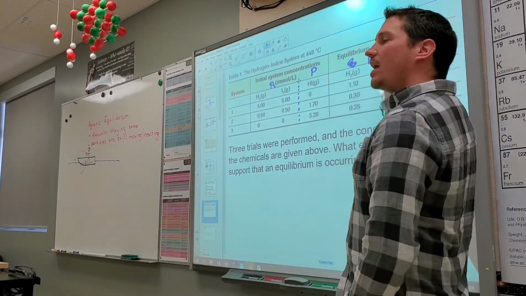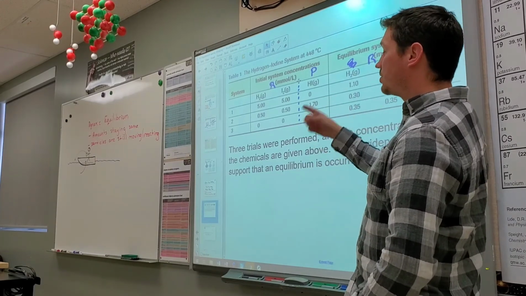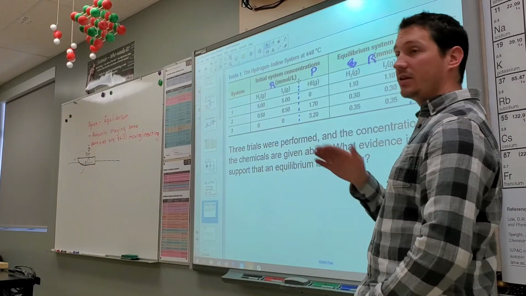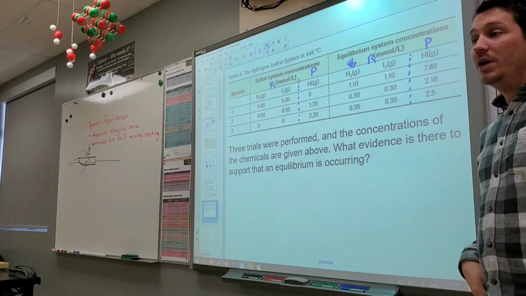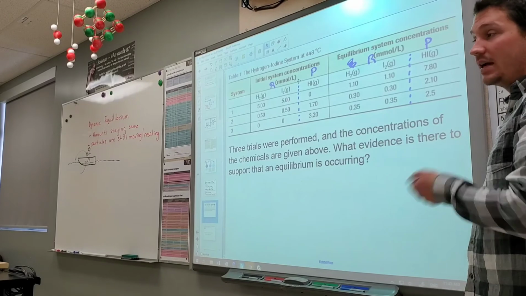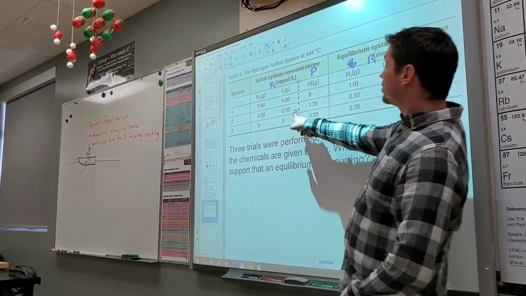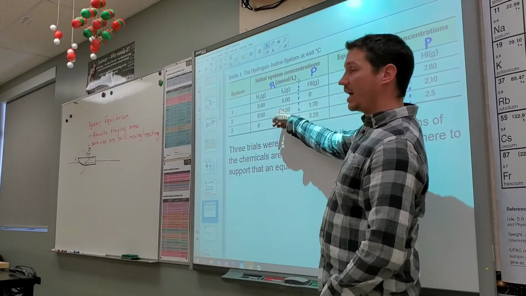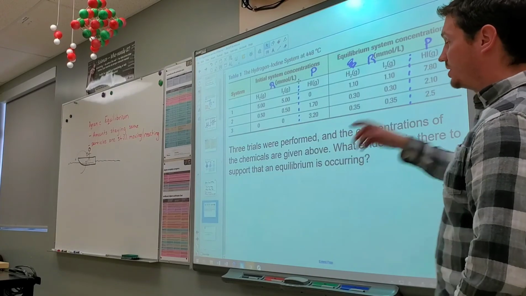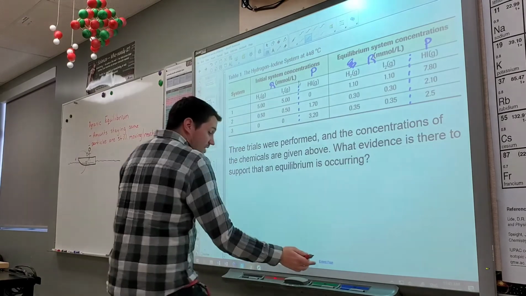Do you see any evidence of a reverse reaction happening here? I'm talking about all 3 trials. Trial 1, 2, or 3, do you see any evidence of a reverse reaction? Which reactions are evidence that there is a reverse reaction going on? Does number 2 show evidence of a reverse reaction? No, because our products are being increased, right? But does trial number 3 show evidence of a reverse reaction? Yes.